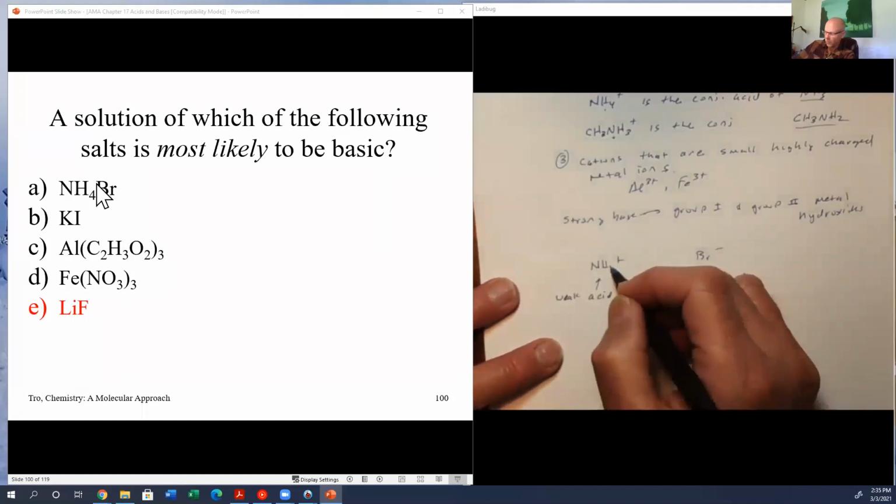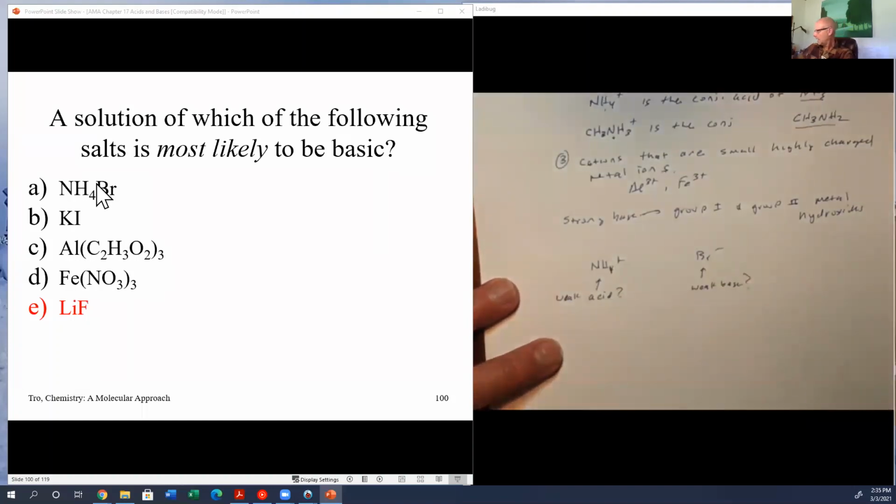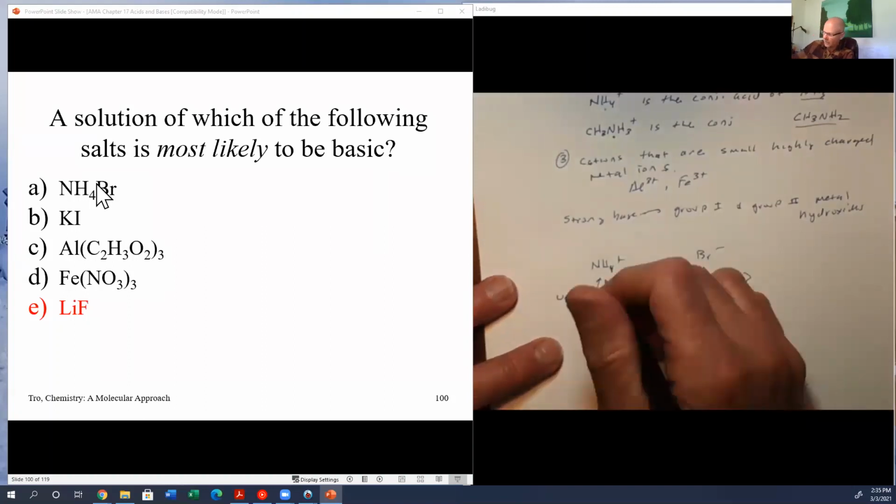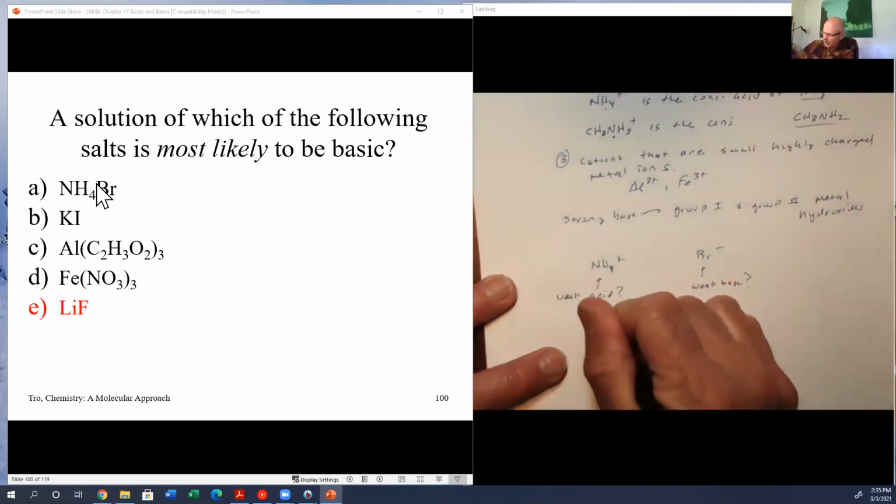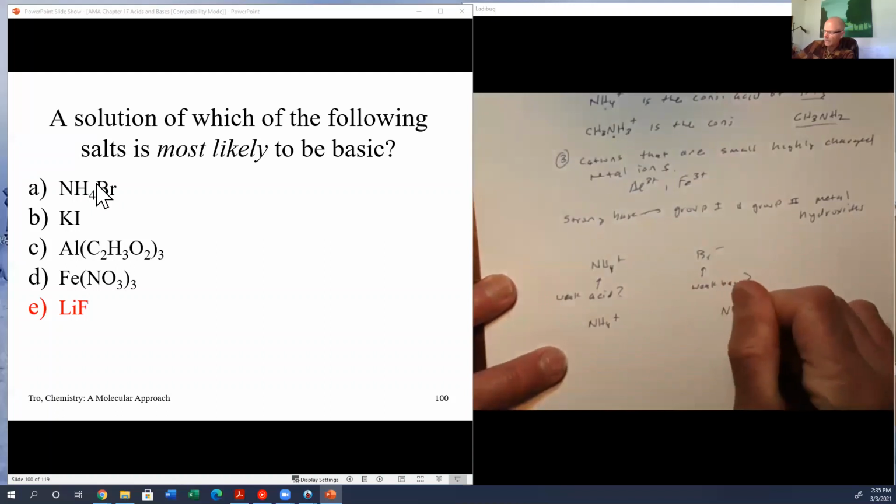So then you look at NH4 plus and you say, I recognize NH4 plus because NH4 plus is the conjugate acid, right, of NH3.